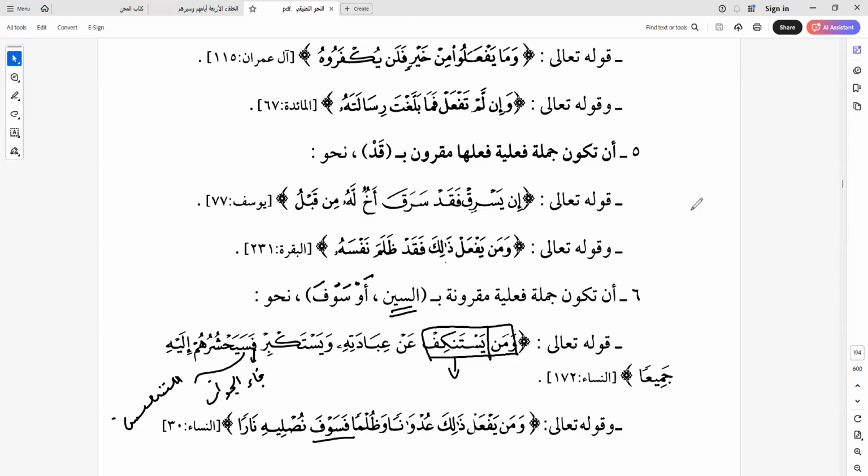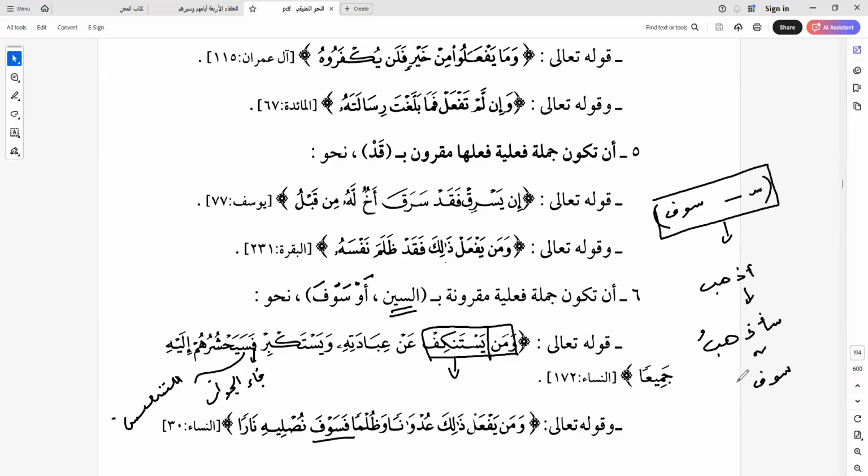Remember, tanfis is where you use seen for the future or you use sofa to indicate future. That is the definition of tanfis. What we mean is where the verb is flipped from mudari' to future. For instance, azhabu, and then we say sa'azhabu. Or you say sofa azhabu.